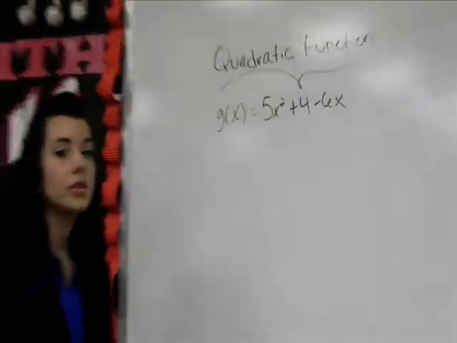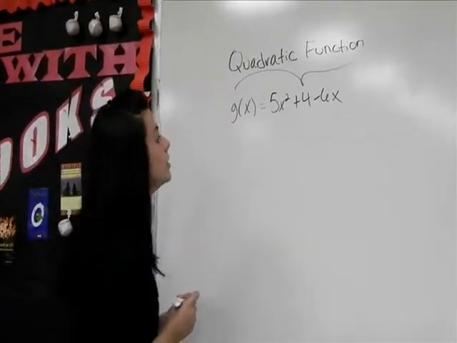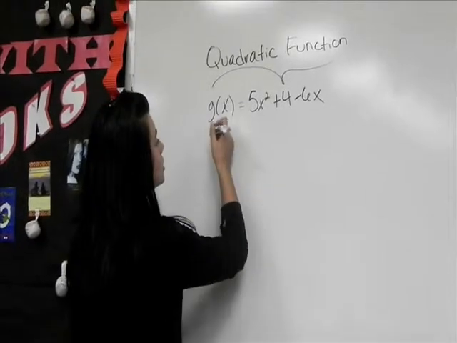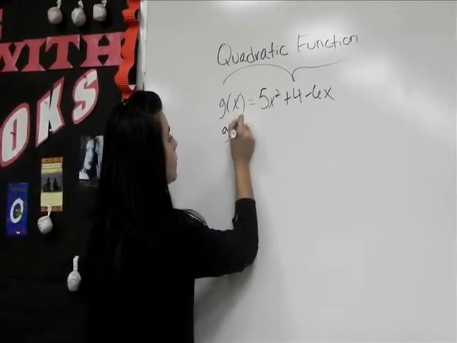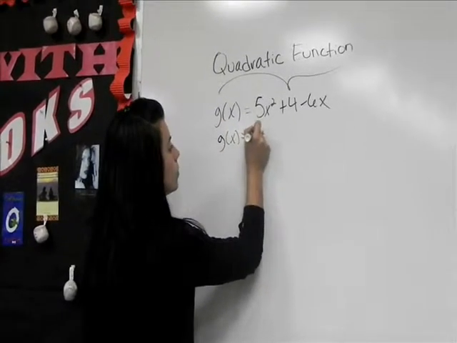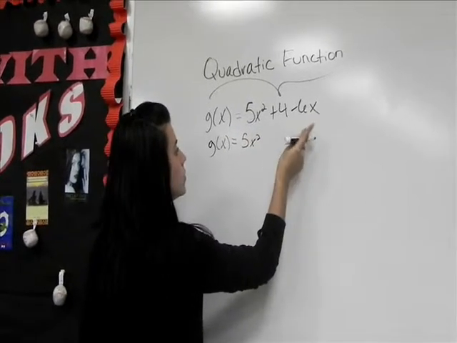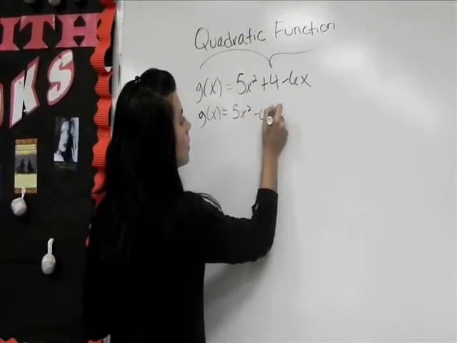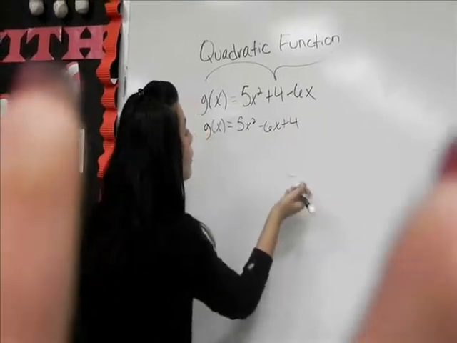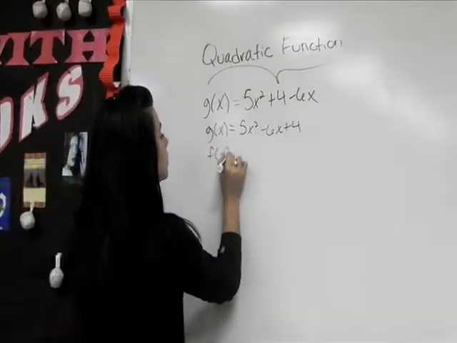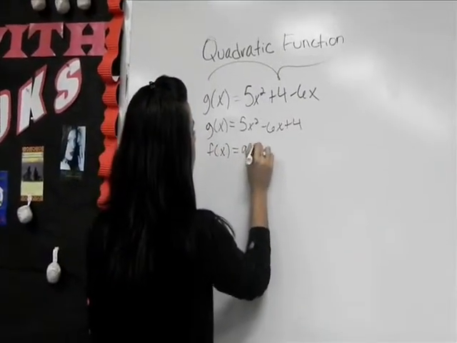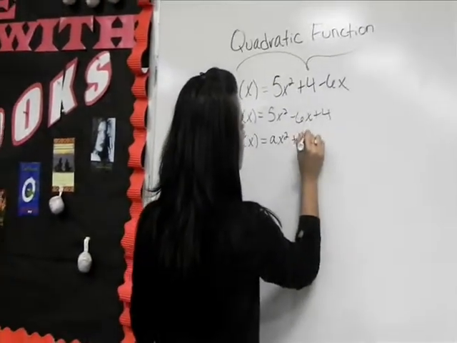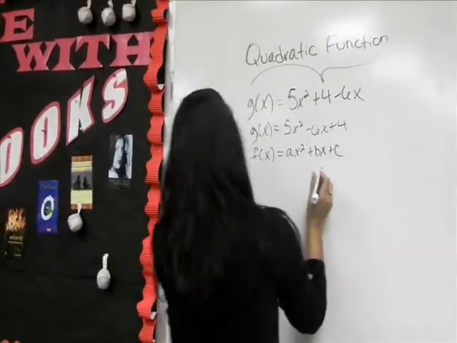So here we're going to find the vertex and the axis of a quadratic function. So first we have to put this function into quadratic form. So what we have to do is just switch these two around, because the quadratic form is ax squared plus bx plus c.